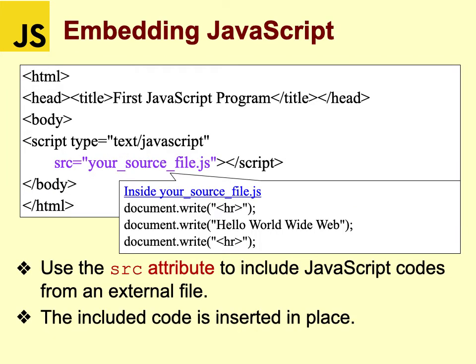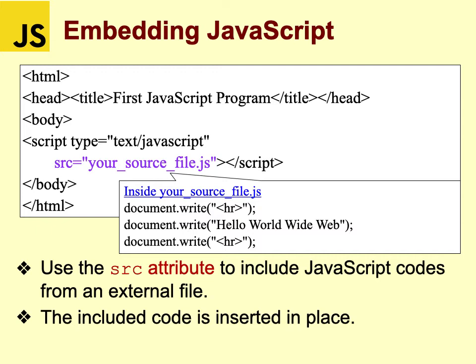How to embed JavaScript as an external file? That is also possible. External JavaScript files should be saved with the extension .js. So here in the script tag, after the type attribute, we will place another attribute, that is src. Src is equal to your_source_file.js. So your_source_file.js is the external JavaScript file.